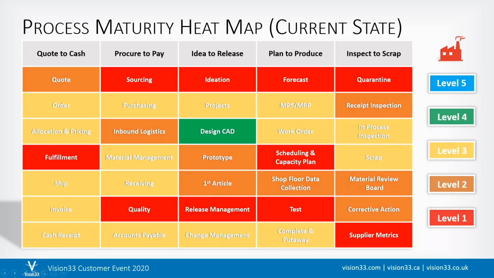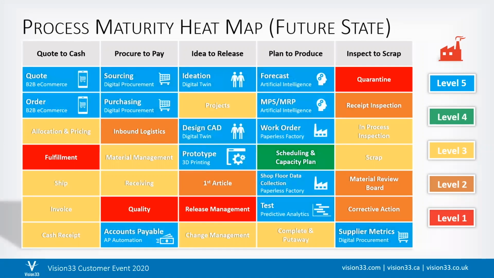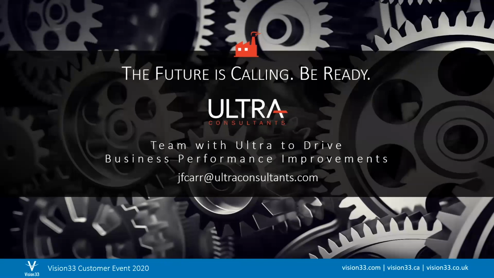Now let's look at another example of that same business after implementing some of the technologies that we talked about. So we might put B2B commerce in that improved quote to cash. We might put digital procurement or AP automation in procure to pay. We may put digital twins in or 3D printing. We might put in artificial intelligence and paperless factory, and eventually digital procurement again. And you start to see some significant changes in that maturity model map as you start to implement those new technologies to drive better improvement in your business. At Altair, we're all about helping our clients improve their business performance by improving business processes.